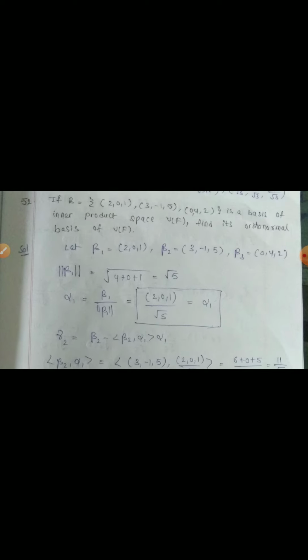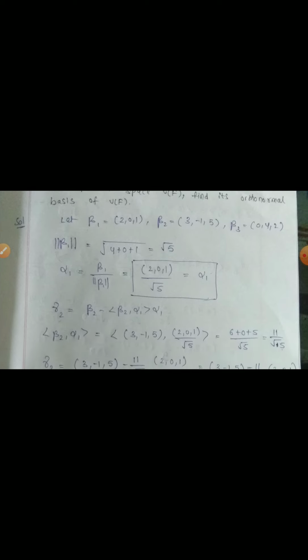Similarly, you are asked to find, if R is equal to {(2, 0, 1), (3, minus 1, 5), (0, 4, 2)} is a basis of an inner product space, then find its orthonormal basis. So beta 1 equal to (2, 0, 1), beta 2 equal to (3, minus 1, 5), beta 3 equal to (0, 4, 2). So what is norm of beta 1? Square root of 4 plus 0 plus 1, that is root 5. Alpha 1 is nothing but beta 1 by norm beta 1, (2, 0, 1) divided by root 5. That is equal to alpha 1.